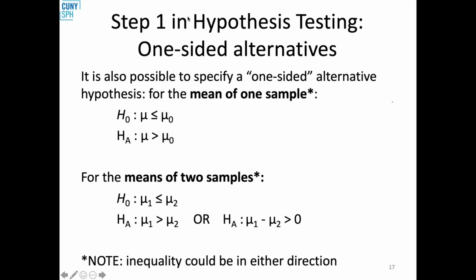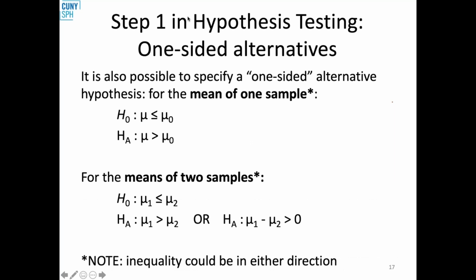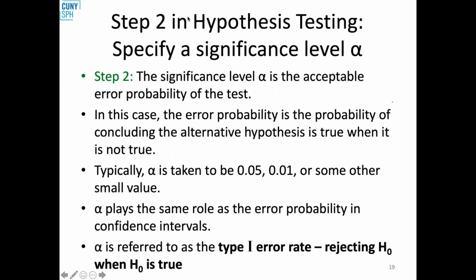We don't do that much because a two-sided hypothesis, number one, is more conservative. It's harder to prove and better in terms of not making a type 1 error. And very rarely do we have the evidence that we need to justify making a one-sided hypothesis.